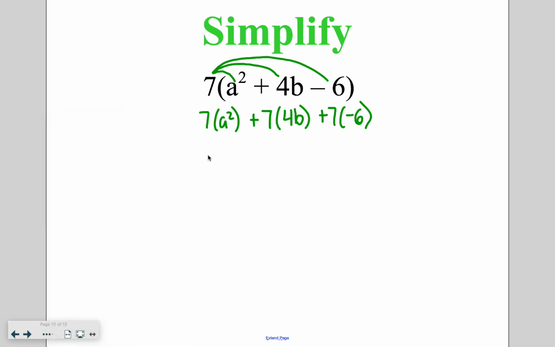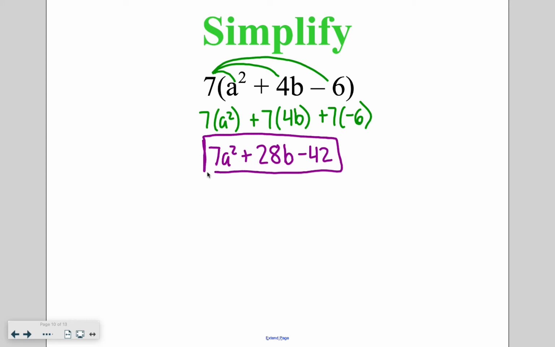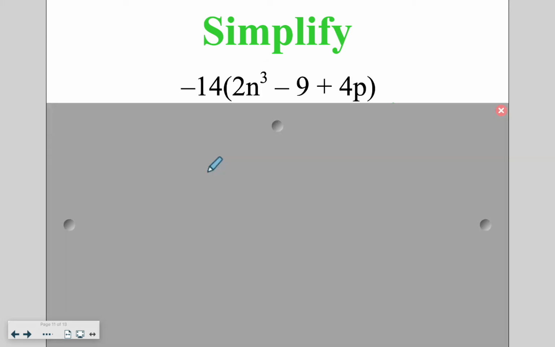7 times a squared is just going to be 7a squared. Plus 7 times 4b is going to give me 28b. Plus 7 times negative 6, which is negative 42. Adding on a negative means that we are just subtracting. So I have a final answer of 7a squared plus 28b minus 42. Go ahead and try this one on your own.